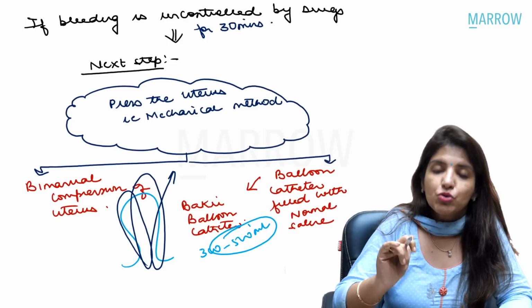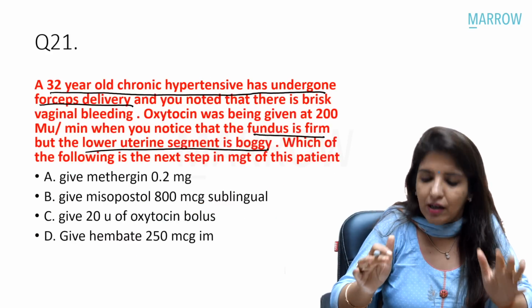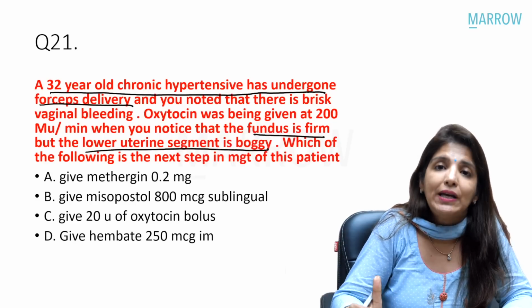Now, in this question which was asked, the question was that oxytocin is given to her and still the lower part of her uterus is boggy, right?